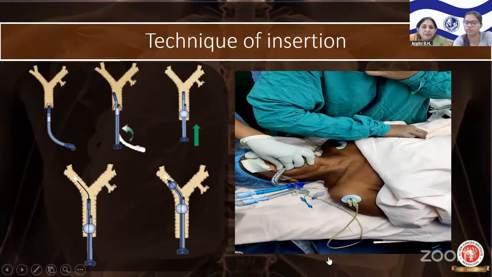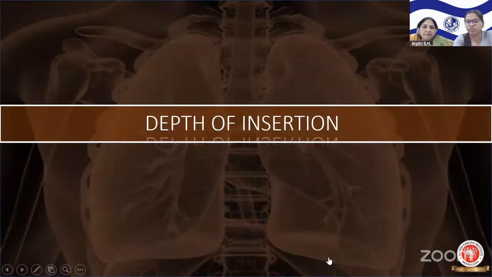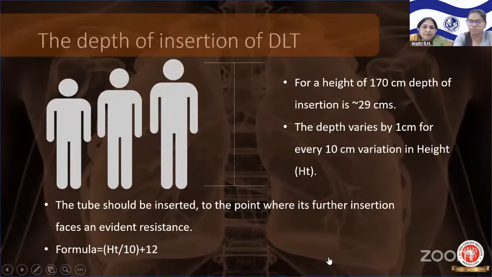Dr. Nazreen will explain now. So, depth of insertion: as ma'am said, after the resistance is felt, we have to stop inserting it further. Based on the height, we can calculate the depth of insertion. If the height of the patient is 170 centimeters, the depth of insertion is approximately 29 centimeters. The depth varies by 1 centimeter for every 10 centimeter variation in height. This can be calculated using the formula height divided by 10 plus 12.